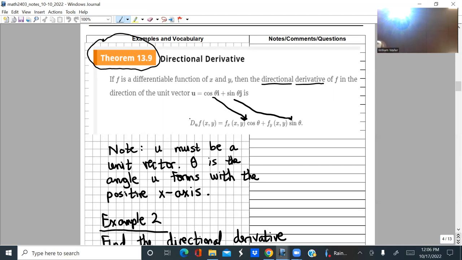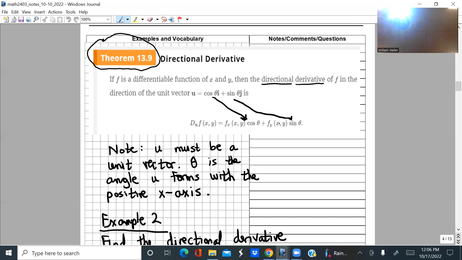So here's what it says. If you want to compute the derivative of a surface in a particular direction, you need to specify that direction by a vector. Remember, this is a two-dimensional vector, not a three-dimensional vector. With two-dimensional vectors, you can specify the direction with one number, and that is the angle between the vector and the x-axis. Usually we call that theta.